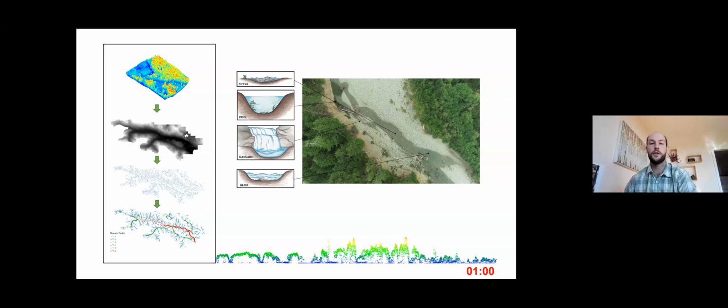Identifying and mapping the freshwater salmonid habitats from LiDAR gives forest managers and conservationists important tools to help protect these keystone species by locating critical habitat and spawning grounds. Thanks.